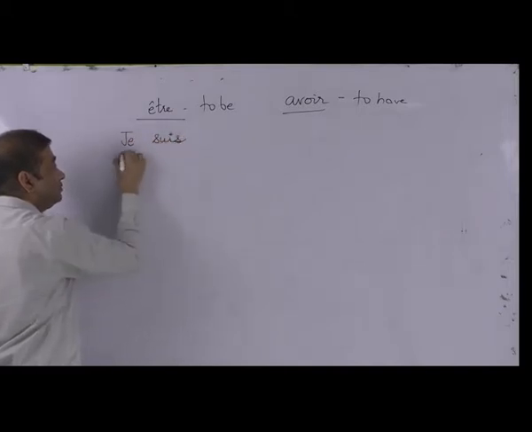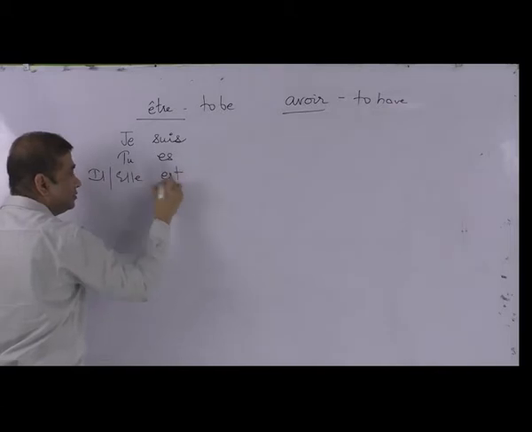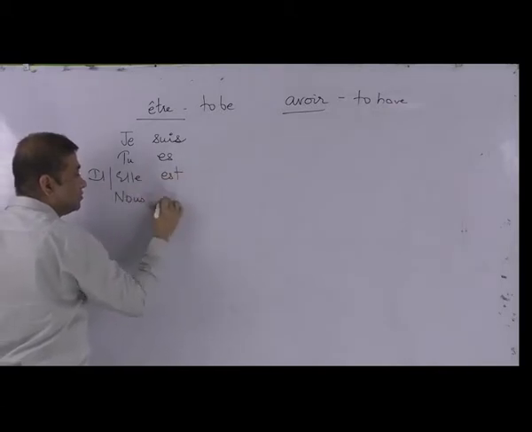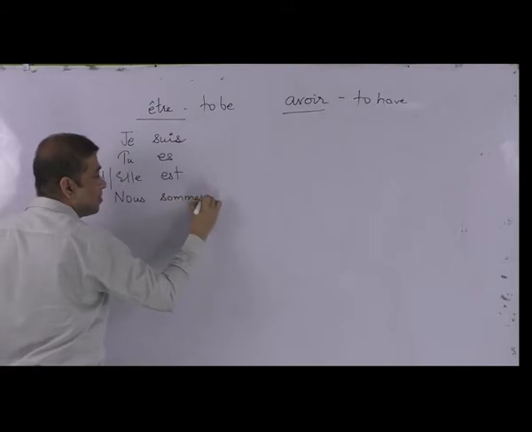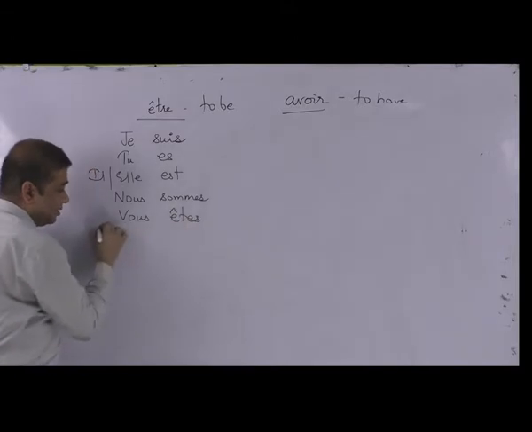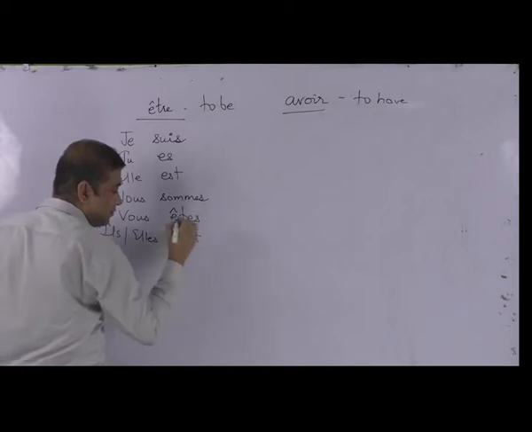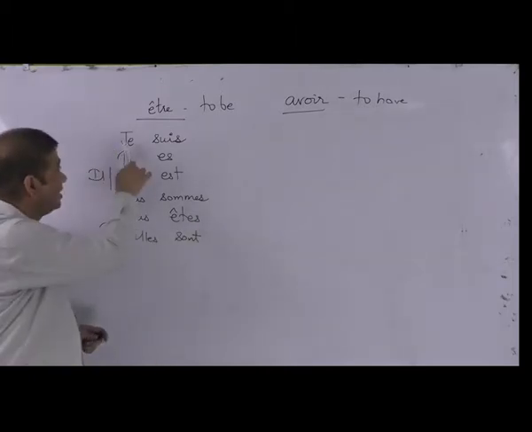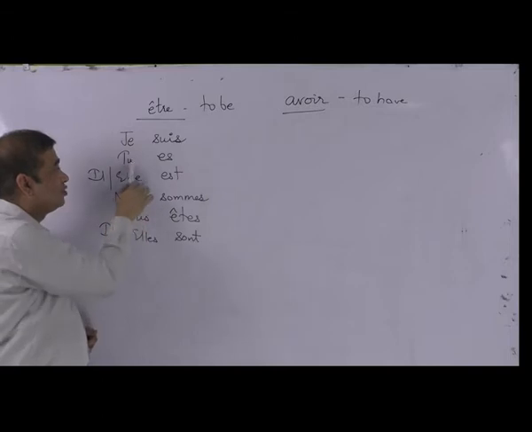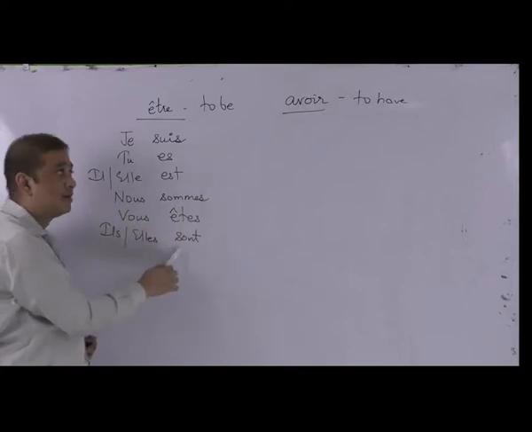Je suis, tu es, il est, elle est, nous sommes, vous êtes, ils sont, elles sont. All of you know the meanings very well. Je suis, I am; tu es, you are; il est, he is; elle est, she is; nous sommes, we are; vous êtes, you are; ils sont, they are; elles sont, they are.